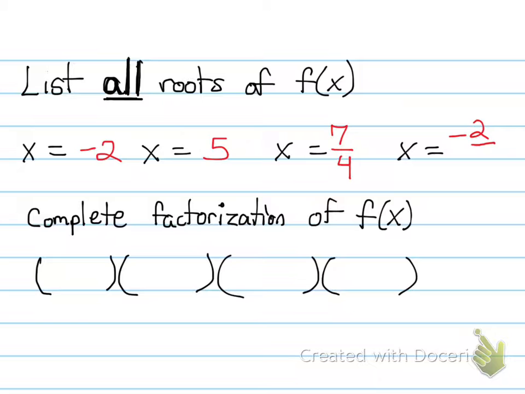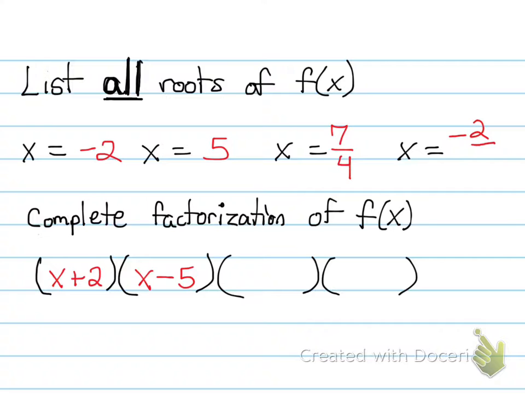When they say write the complete factorization, it's pretty much opposite of the roots. As you can see, my first root is -2. The opposite of that would be +2, right? So I'll write the factorization x plus 2. My second root of 5, the opposite of that is -5, so I'll write x minus 5 in parentheses.